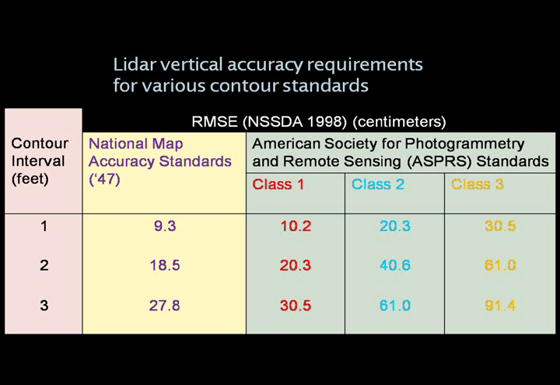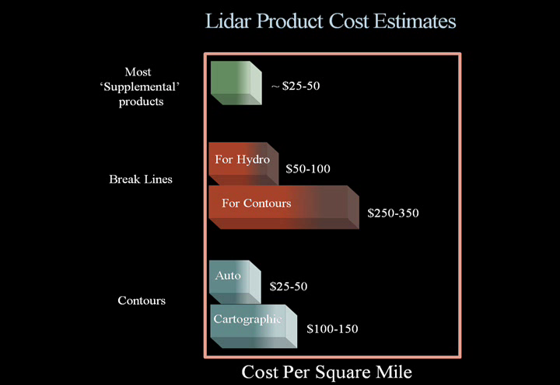This table shows the vertical accuracy requirements for LiDAR data in order to produce 1, 2, and 3 foot contour intervals under several different standards. Average costs for supplemental LiDAR products, such as intensity images and gridded elevation models, range from about $20 to $50 per tile. However, more labor-intensive products, such as contours, can be much more expensive depending on the requirements and applications. For example, the break lines shown in the middle of this chart are generally a necessary precursor to contours and can drive up the cost for those derived contours considerably.